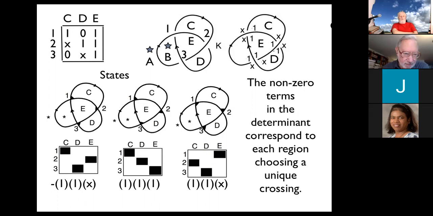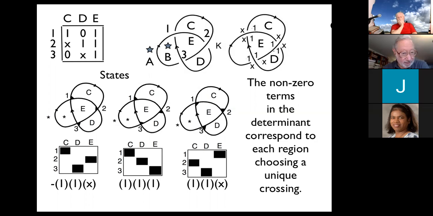So you see that if I were to make choices from regions to crossings by putting in markers, I will have indicated on the knot diagram a particular choice of choices in the 3x3 matrix whose determinant is going to be the Alexander polynomial.